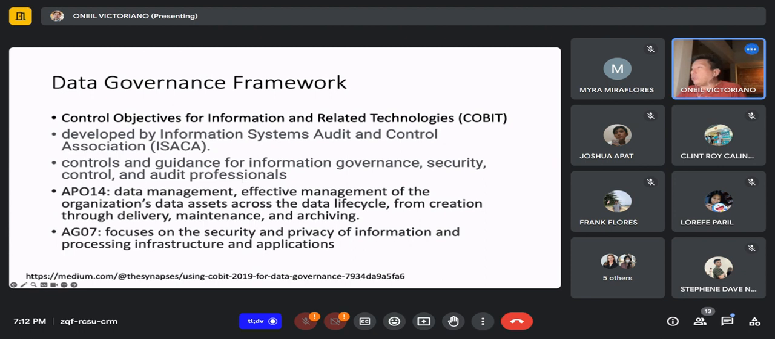So we have two items on COBIT, which are APO14, which is data management, the effective management of the organization's data assets across the life cycle of data, from creation through delivery, maintenance, and archiving. Also, APO13 is focused on the security and privacy of information, and processing the infrastructure and application. So COBIT also has all this discussion on different policies and different processes over data governance.